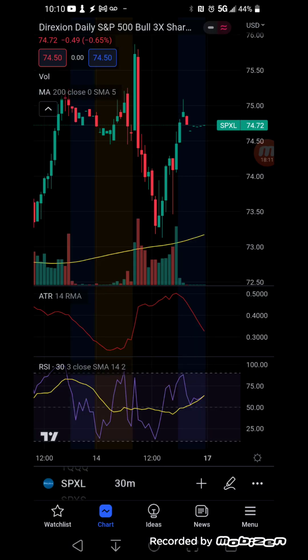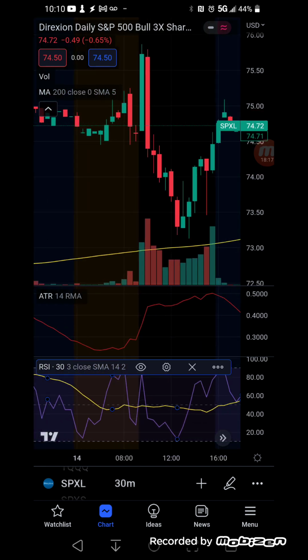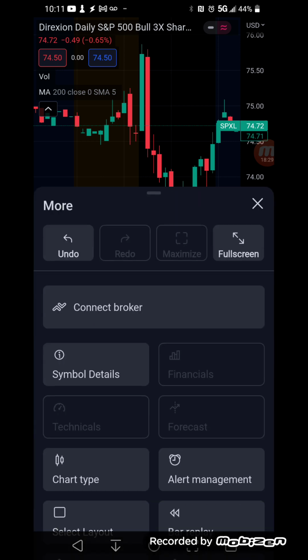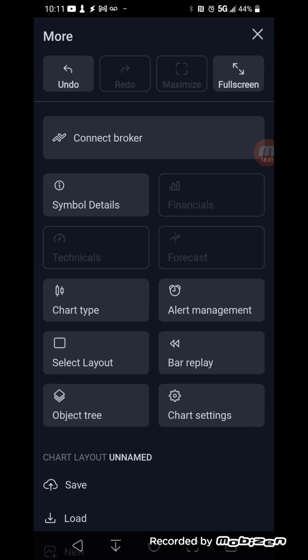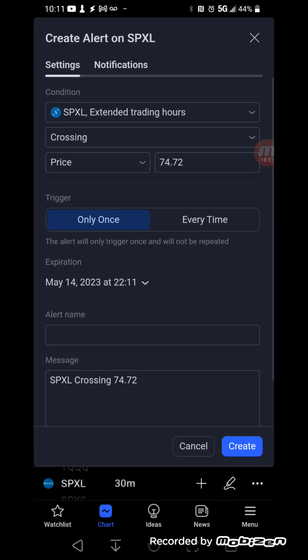I'm on 1 day, so you change it to 30 minutes. And you have to set up these two things on the bottom. The way to do that is to click on the three dots down here. See this little pencil, right above where it says menu, it says three dots. Click on the three dots. Now you go to alert management, right there, and you add alerts by clicking this blue dot down on the bottom right side. You click on it and you can add an alert.